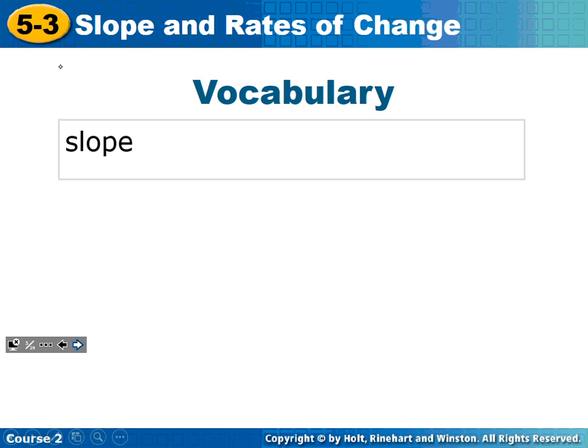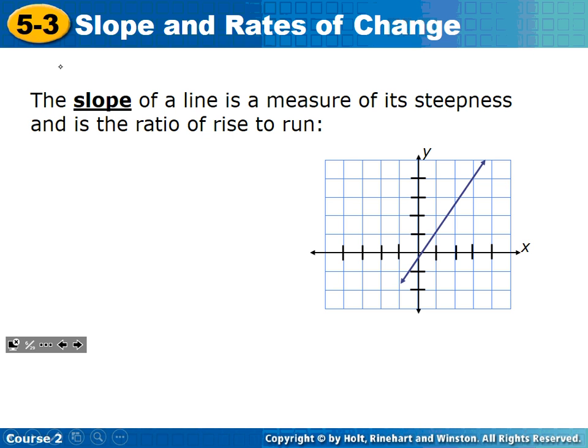So, slope. The slope of a line is the measure of its steepness, and it's the ratio of rise to run. We talked about a ratio. So it's rise over run. How far does it go up versus how far does it go over? Okay?